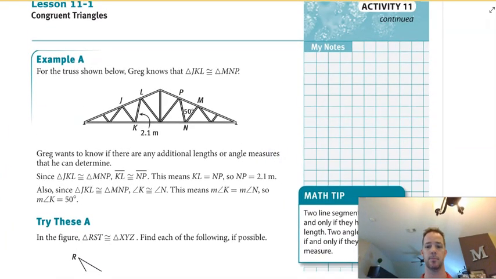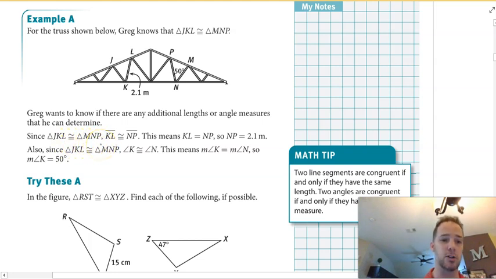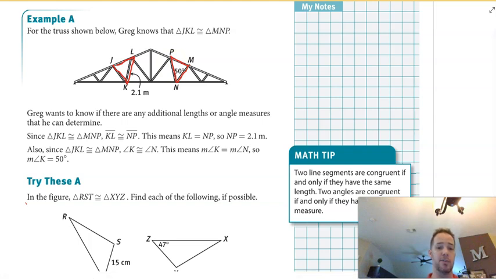Example. For the trusses shown, Greg wants to know if there are any additional lengths or angle measures that he can determine. Since triangle JKL is congruent to triangle MPN, so JKL is this triangle right here, and MPN are congruent, this means that KL is equal to NP. So notice KL is the last two letters. That's congruent and equal to NP, the last two letters on the other side of the congruency statement. So if KL equals 2.1, NP also has to equal 2.1. Also, the angles are equal, so if I know one of the angles, like if N is 50 degrees, then the corresponding piece for N, K, also has to be 50 degrees.